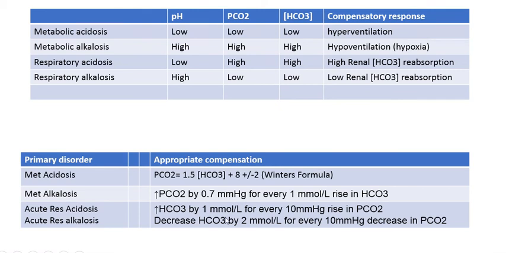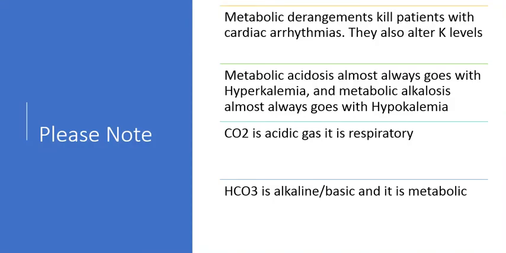If you have a respiratory alkalosis, what will the kidneys do? The kidneys will lose bicarb. You have increased excretion of bicarb. 2 millimoles per liter of bicarbonate will be lost for every 10 millimeter mercury decrease in partial pressure of carbon dioxide. Because respiratory alkalosis means you have low partial pressure of carbon dioxide, so the kidneys will try to lose bicarb.